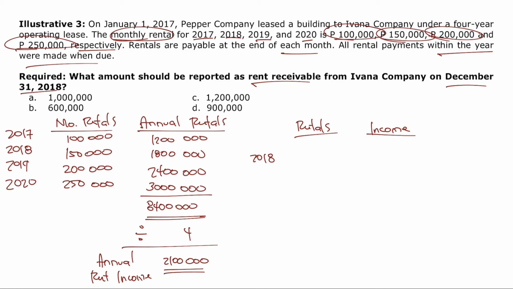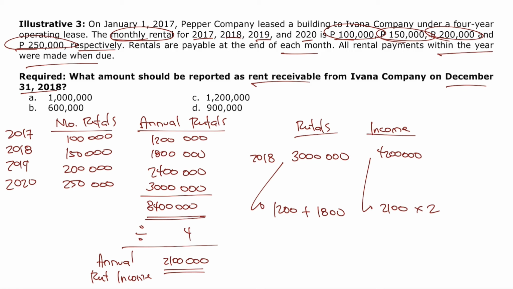Sa 2018, magkano na yung total rentals na na-receive natin? That's 1.2 million plus 1.8 million, or nakaka-receive na tayo ng 3 million pesos. Pero magkano na dapat yung income natin? That's 2.1 million times 2 kasi 2017 yung start, or this is equal to 4.2 million. So 4.2 million na yung income, 3 million pa lang ang nare-receive natin.